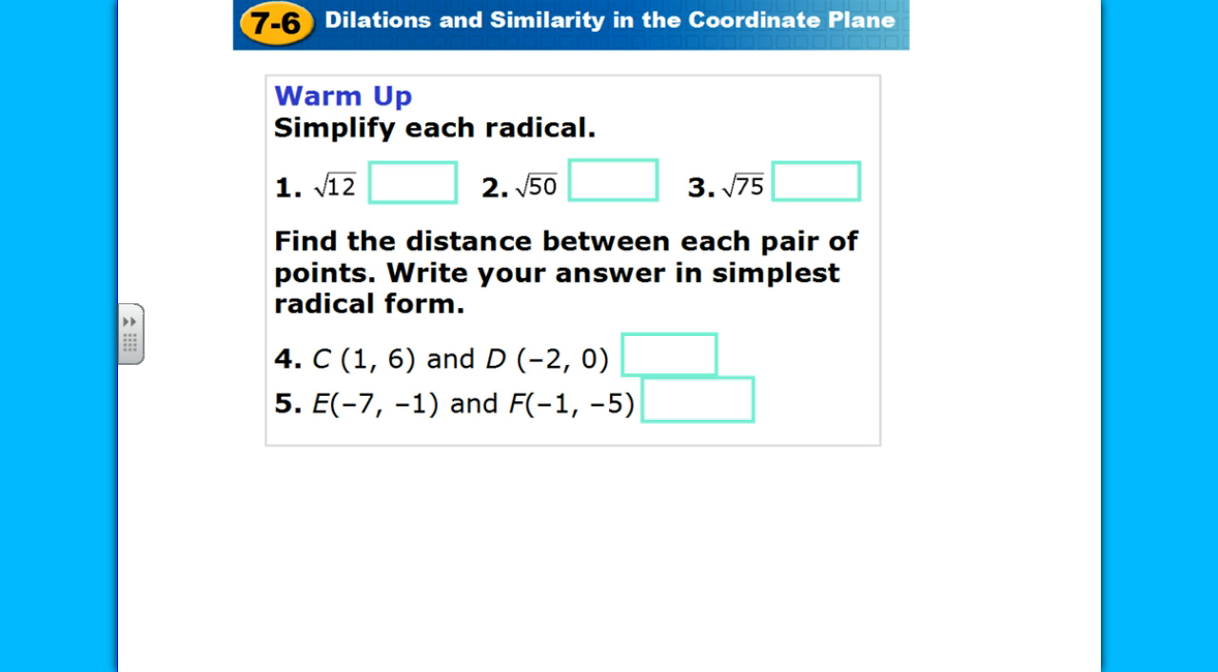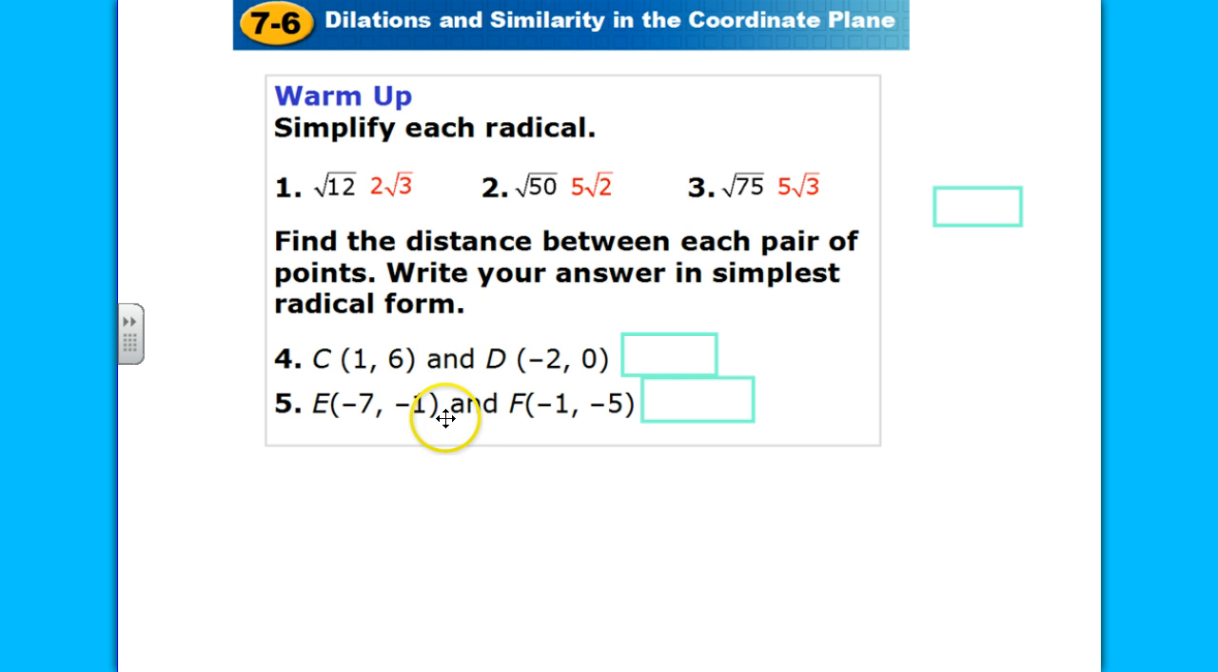So the square root of 12 then would be? 2 square root of 3. Good, 2 times the square root of 3. And the square root of 50, Andrew? In number 3, right? So everyone, square root of 75? Good, so just a little different than number 2.